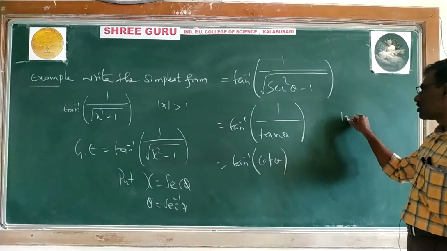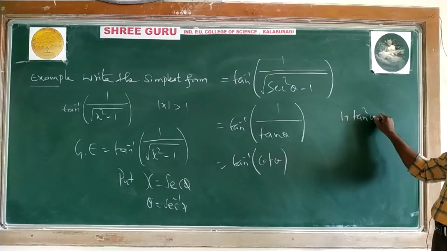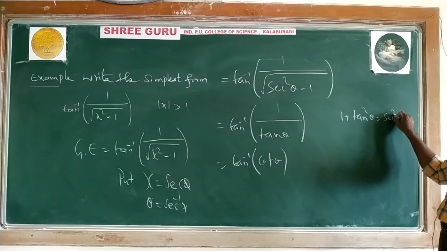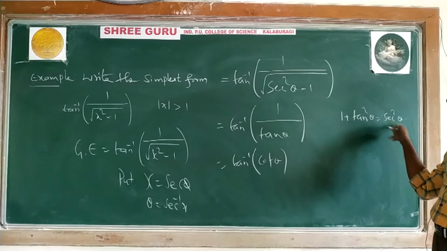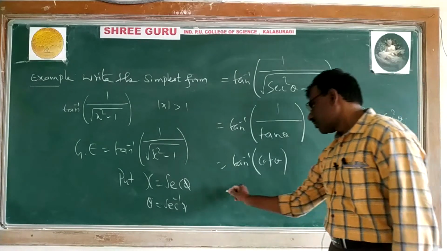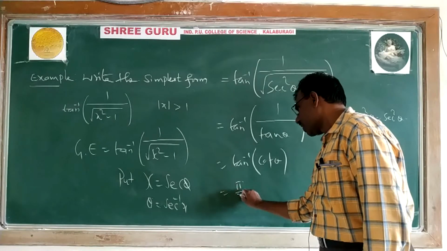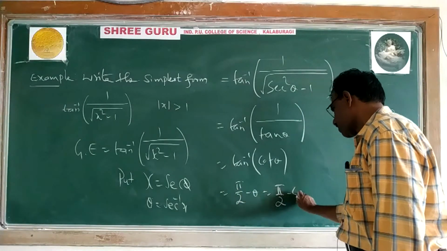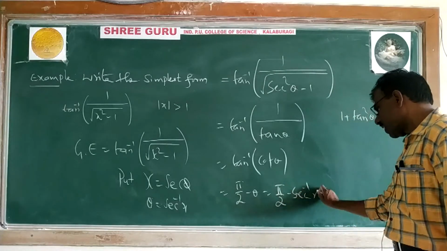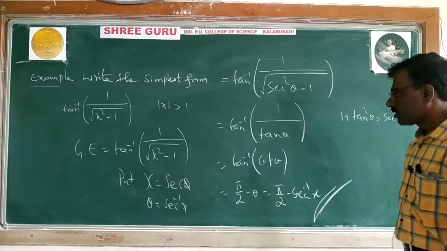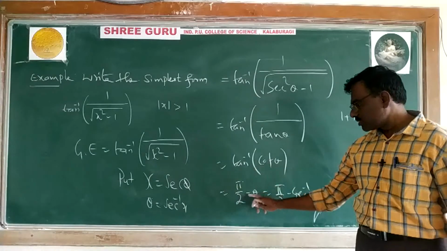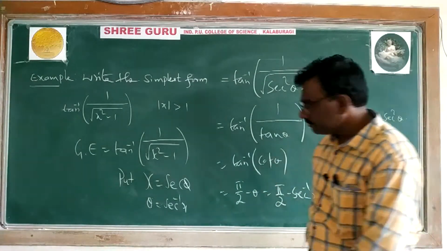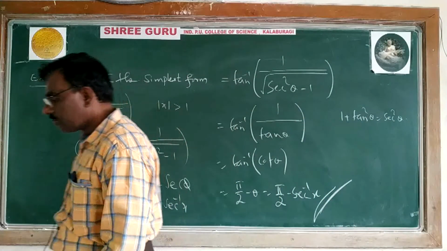1 plus tan square theta formula is secant square theta. Here secant square theta means tan square. What is this answer? I told pi by 2 minus theta. Pi by 2 minus secant inverse of x. Tan inverse of cot, it is pi by 2 minus theta. Okay? This is also the simplest form.